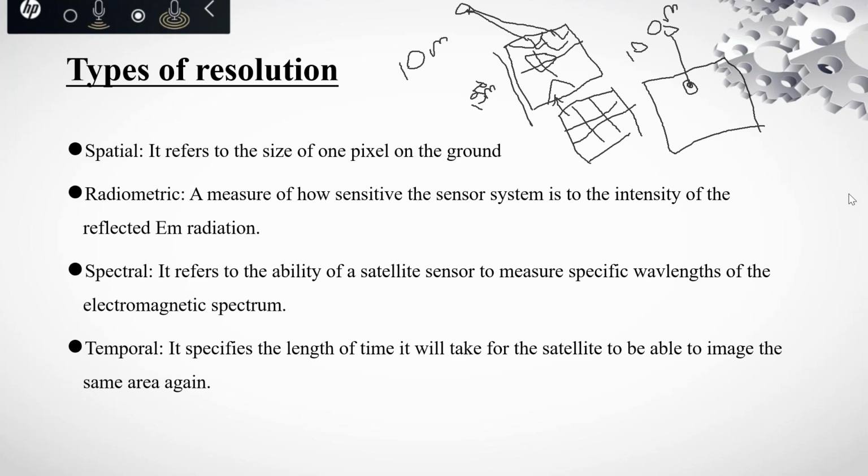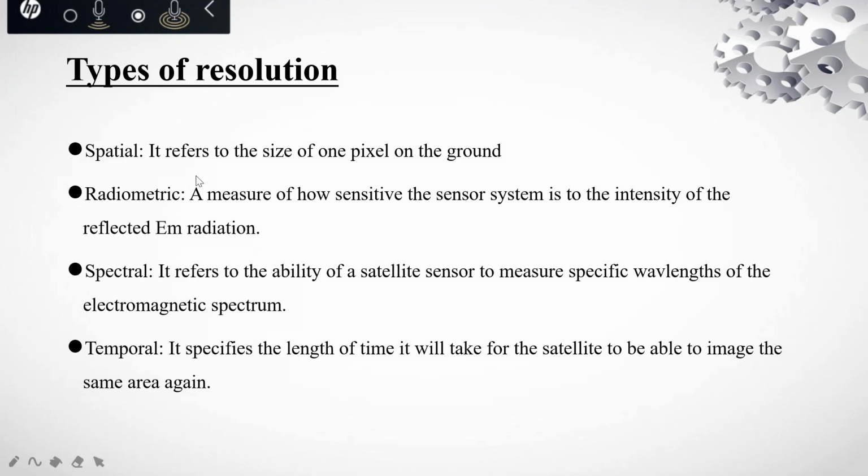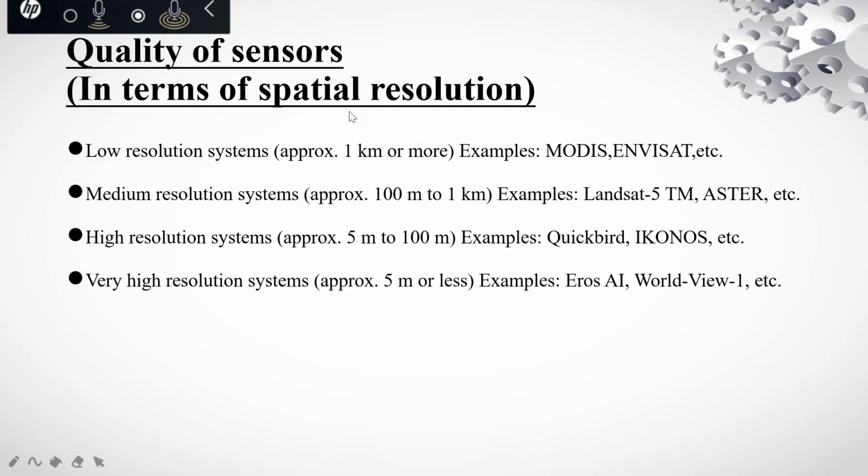So next we see here the quality of sensors in terms of spatial resolution. The low spatial resolution systems have approximately 1 kilometer or more. Examples are MODIS and NVSat. These are all satellites which were launched by the USA or the Soviet Union.